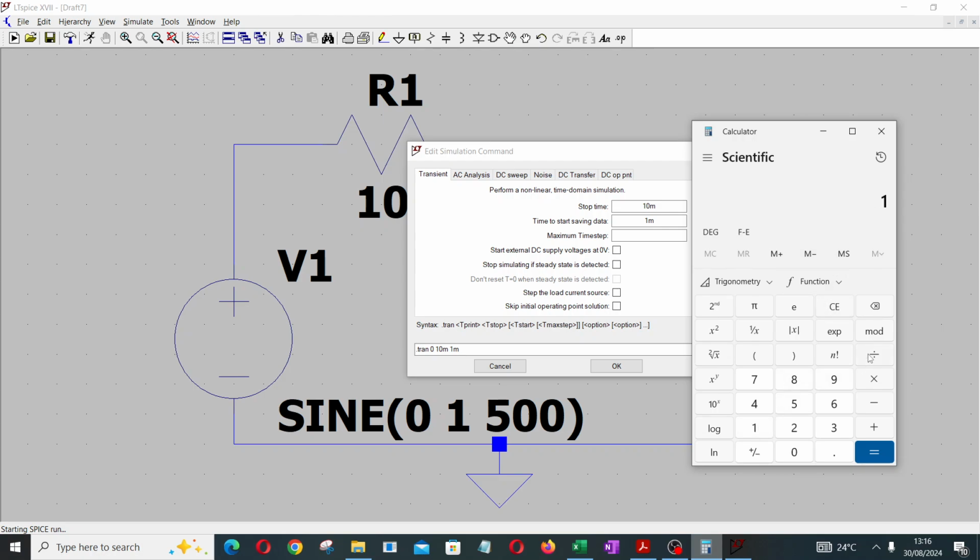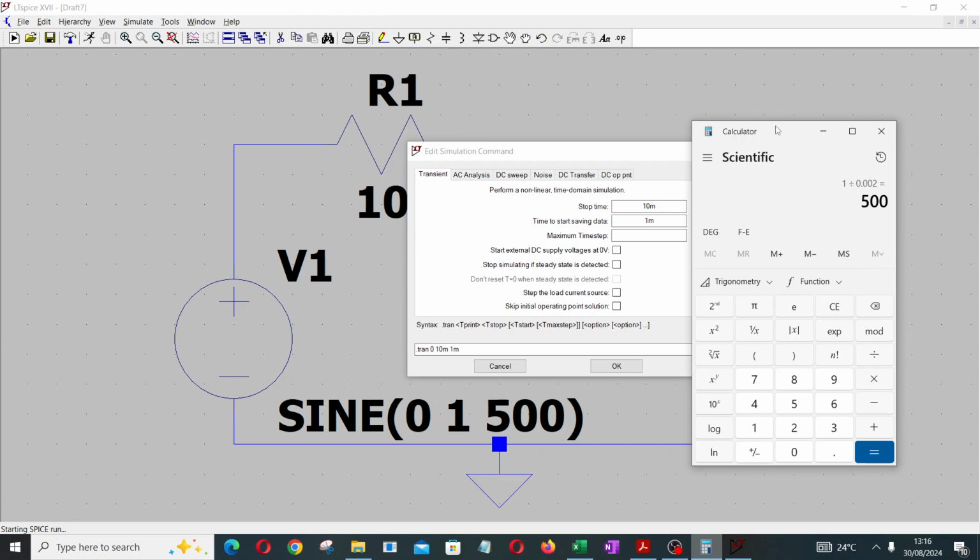One divided by 0.002. What am I pressing? 1 divided by 0.002 is 500. So it's 500 Hz. So 0.002 is our period. So that 0.002 is 2 milliseconds.